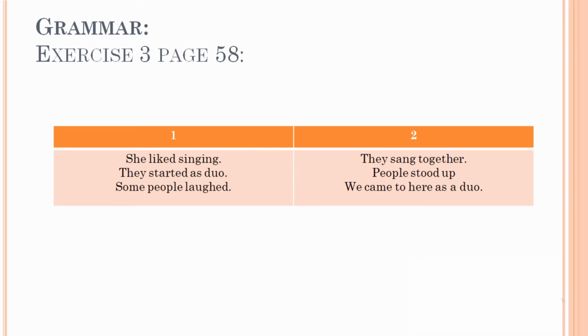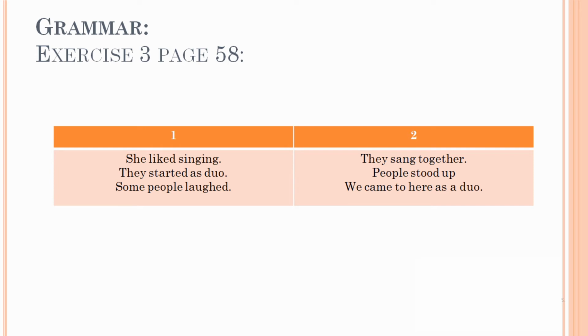Number 3, see. The verb to see in the simple past, let's look for it. So some people in the audience laughed when they saw them. So the verb to see in the simple past is saw.